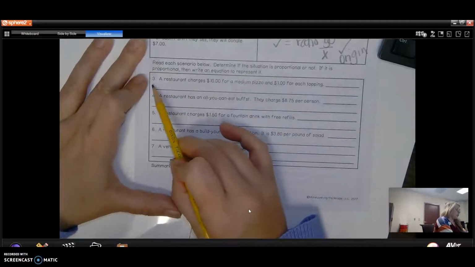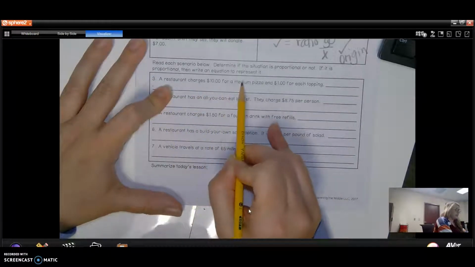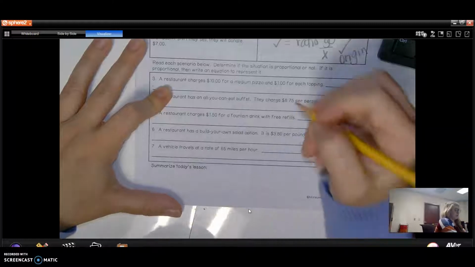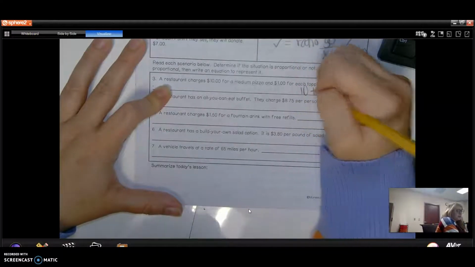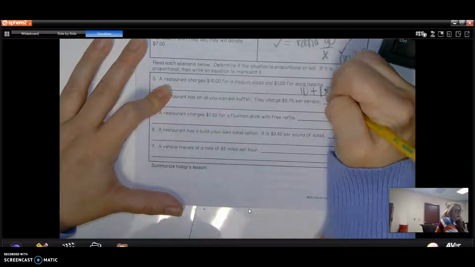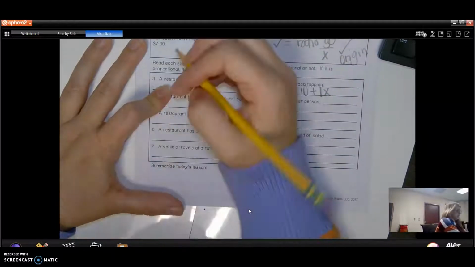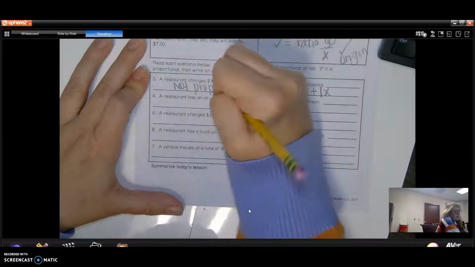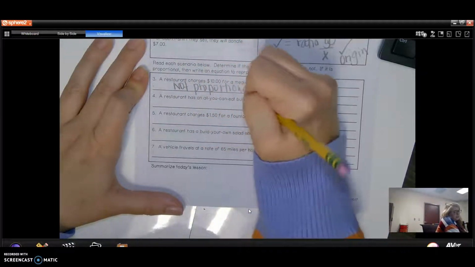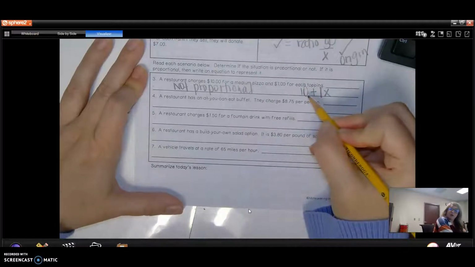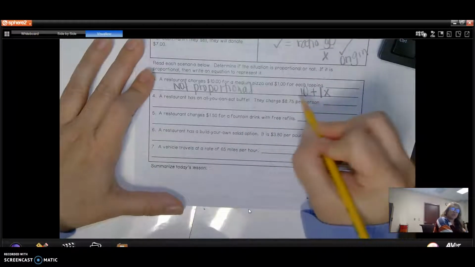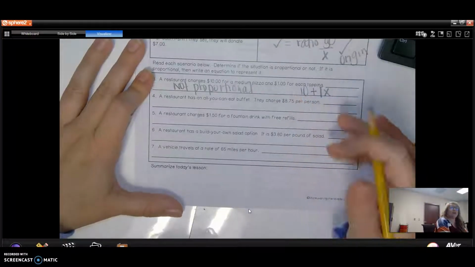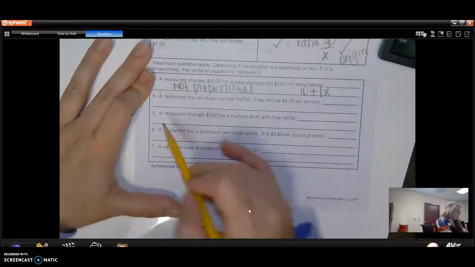So for number 3, a restaurant charges $10 for a medium pizza and $1 for each additional topping. So $10 plus $1 per topping. Okay? This is not a proportional relationship because that $10 is what we consider an initial value. So this is not proportional. We're going to talk a little bit more about this next week, but just try to keep in mind if there's an initial value, it is not a proportional relationship.